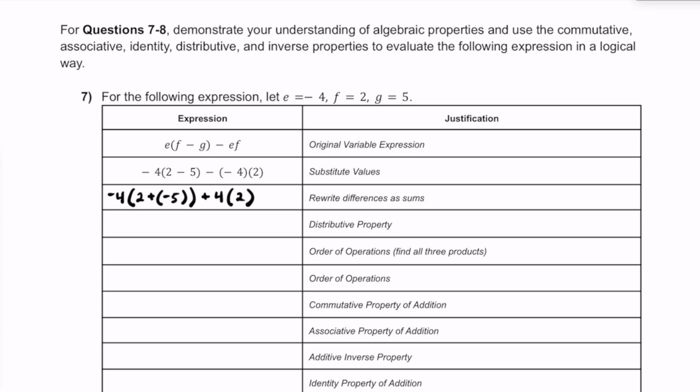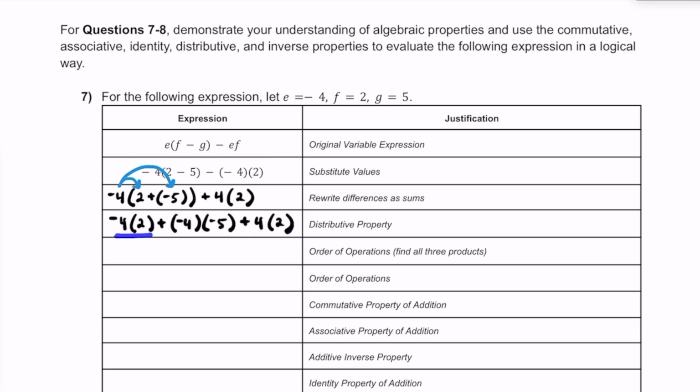If we distribute this -4, let's go ahead and multiply by each of these terms inside here. -4 times 2 is going to be, actually, let's just rewrite it and keep it as -4 times 2 for a moment, plus this -4 times -5, and then plus this 4 times 2. And the reason why I just paused there instead of actually multiplying it out is looking ahead. It says in the next one, it says order of operations, and it says find all 3 products. So I think we're being asked here to just go ahead and find these products right now.